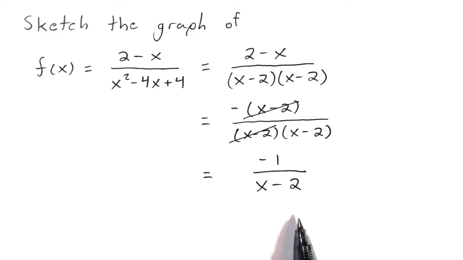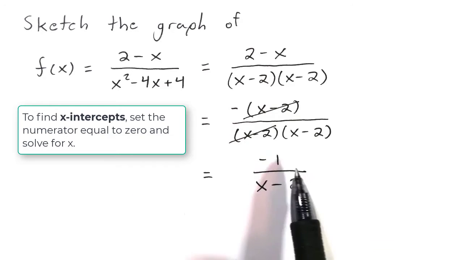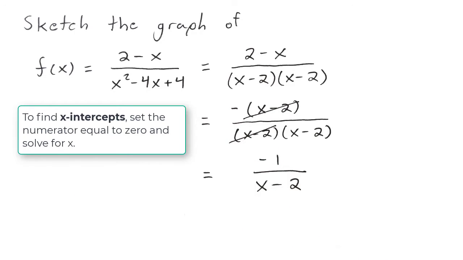Now let's think about what aspects of the graph we can discern by looking at this expression. Well, one thing I can look for are x-intercepts. X-intercepts are the values of x that are going to make the numerator equal to 0. Well, here the numerator doesn't depend on x. It's always equal to negative 1. It's never equal to 0, so there are no x-intercepts.